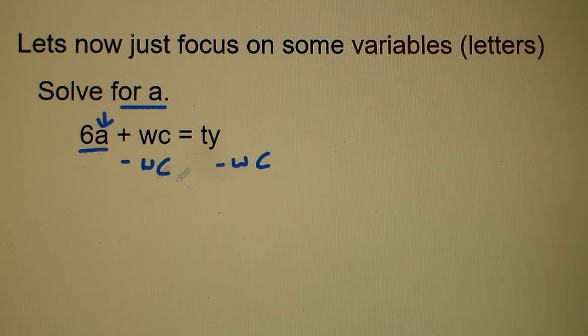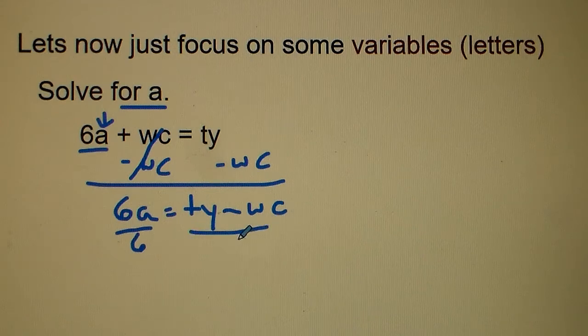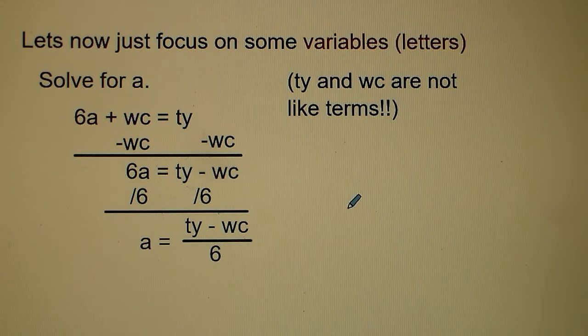Now ty and wc, they're different terms. They're not alike, so you have to write them on the side. So you have 6a equals ty minus wc. Divide by 6 to both sides. We're going to get a equals, again, that's a pretty... So I subtracted wc from both sides. We divide it by 6. So you have ty minus wc divided by 6.